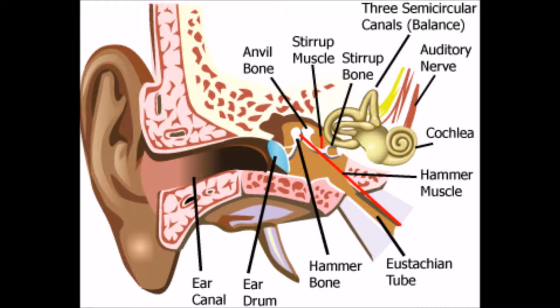There are three types of hearing loss. The first one is conductive, and that is when sound is not conducted through the ear correctly. The second is sensorineural, which is damage in the inner ear or the nerve pathways from the inner ear to the brain. The last one is mixed, which is damage to both the inner and the outer ear.